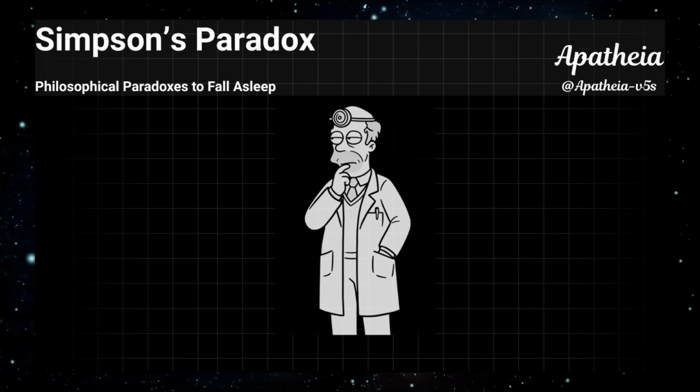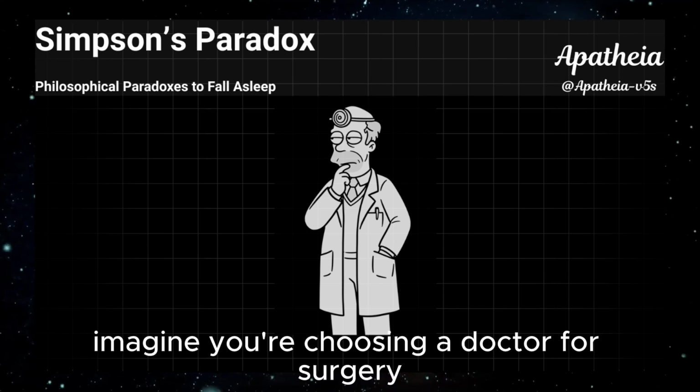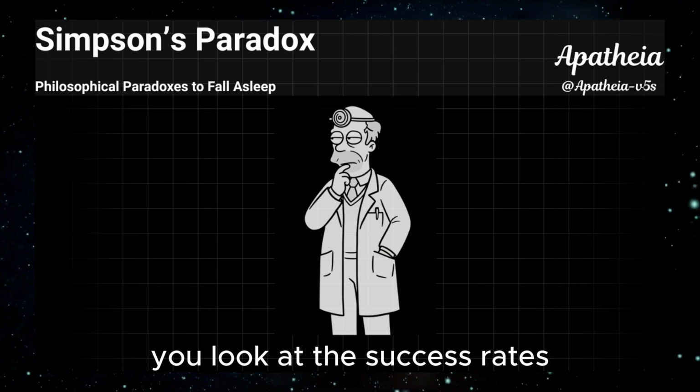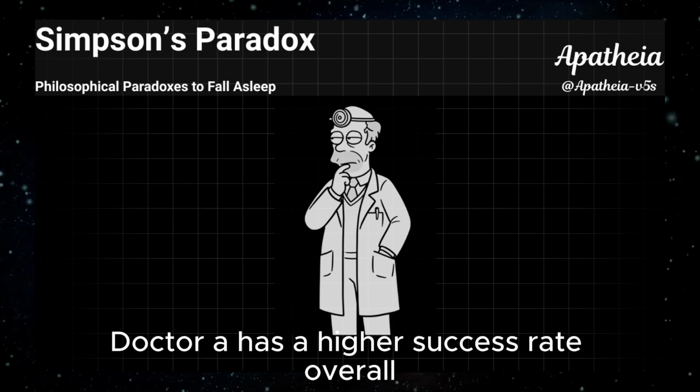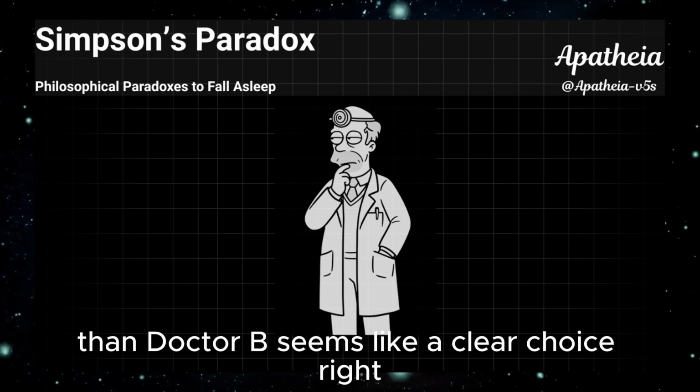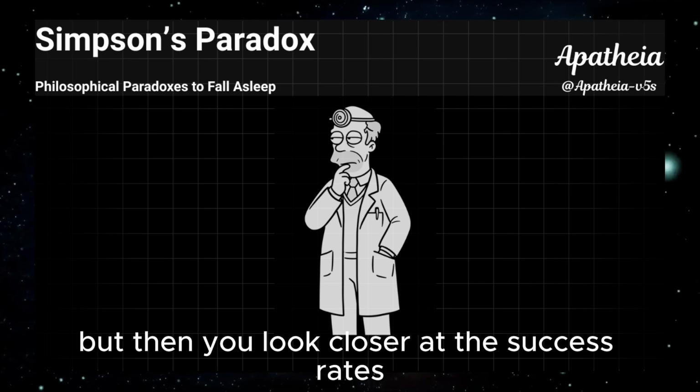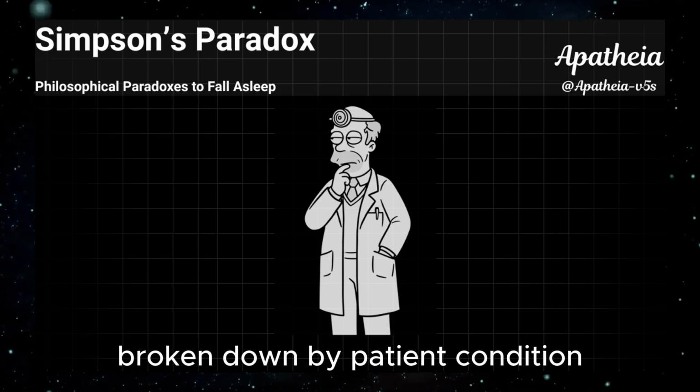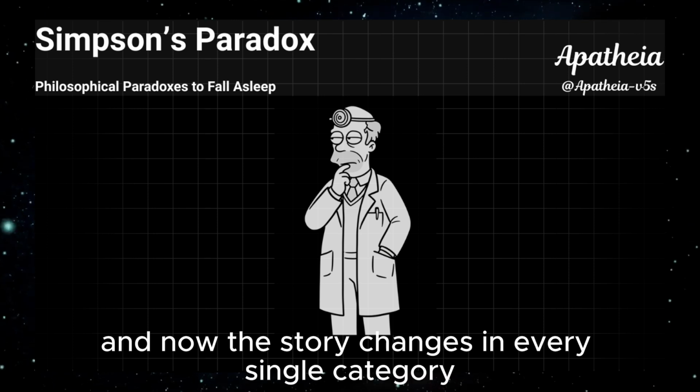Simpson's Paradox. Imagine you're choosing a doctor for surgery. You look at the success rates. Dr. A has a higher success rate overall than Dr. B. Seems like a clear choice, right? But then you look closer at the success rates broken down by patient condition. And now the story changes.